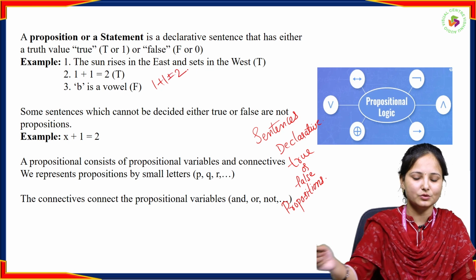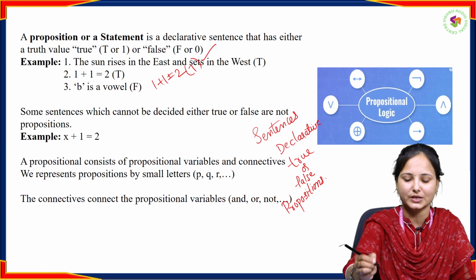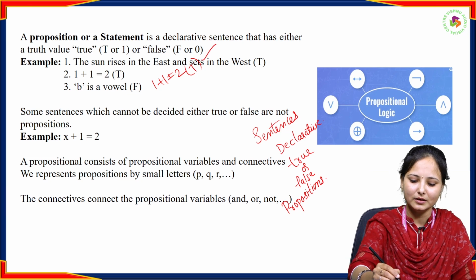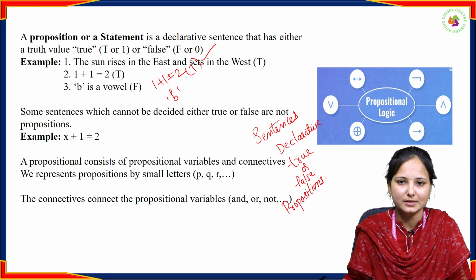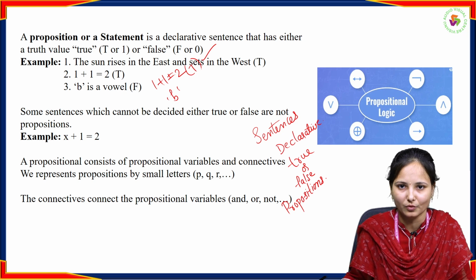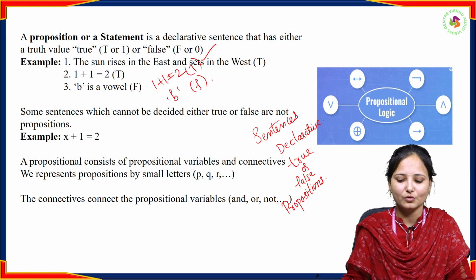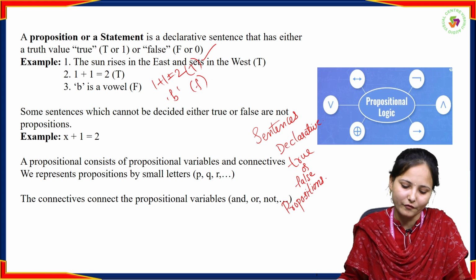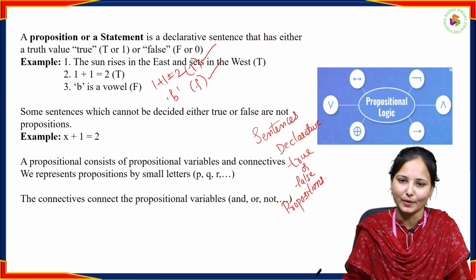1 plus 1 is equal to 2. Here we are able to say that the condition is true because it is logically correct. Another example is: B is a vowel. Is B a vowel? No, because A is a vowel, B is not a vowel, B is a consonant. So here we are able to tell its truth value, whether it is true or false. These kinds of statements are known as propositions.